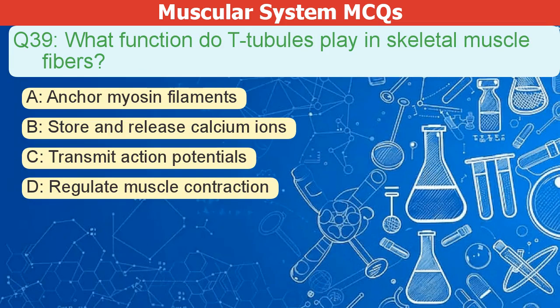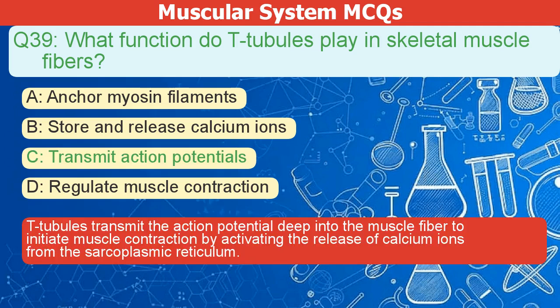What function do T-tubules play in skeletal muscle fibers? A. Anchor myosin filaments. B. Store and release calcium ions. C. Transmit action potentials. D. Regulate muscle contraction. The correct answer is C. T-tubules transmit the action potential deep into the muscle fiber to initiate muscle contraction by activating the release of calcium ions from the sarcoplasmic reticulum.